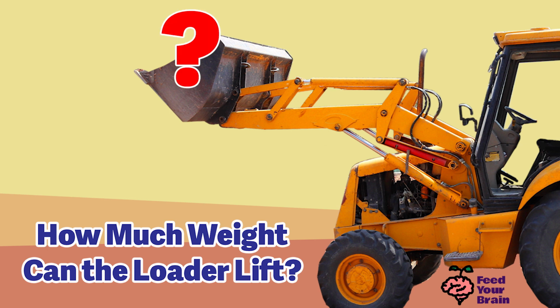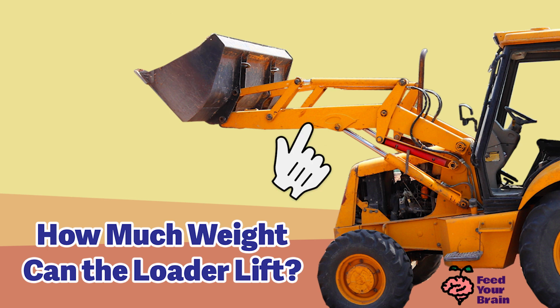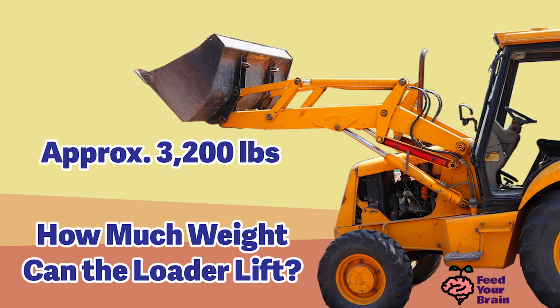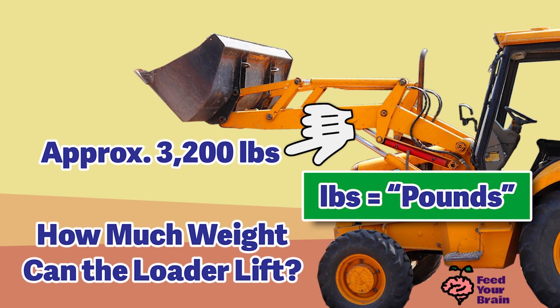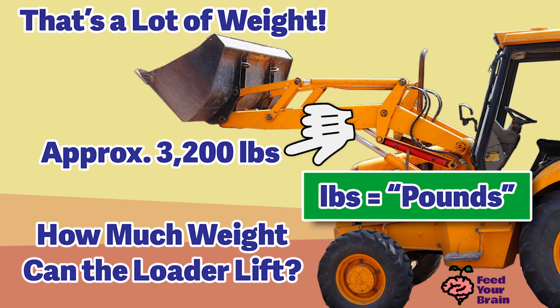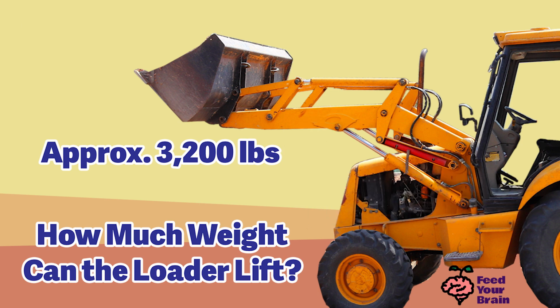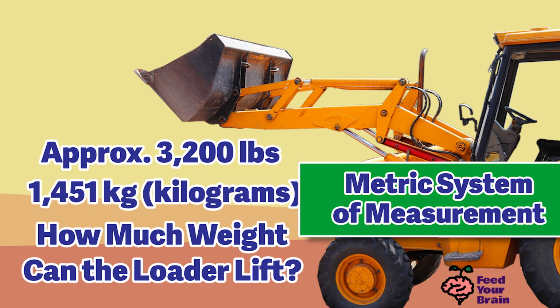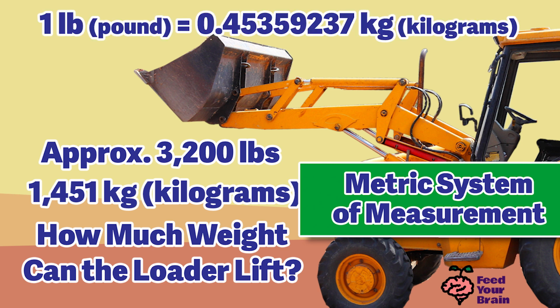How much weight can the loader lift? These loader arms, with these hydraulic piston rods, can lift up to a maximum of 3,200 pounds. This lbs is short for the word pounds. That's a lot of weight. With the metric system of measurement, this weight is approximately 1,451 kilograms. Because 1 pound equals 0.45359237 kilograms.